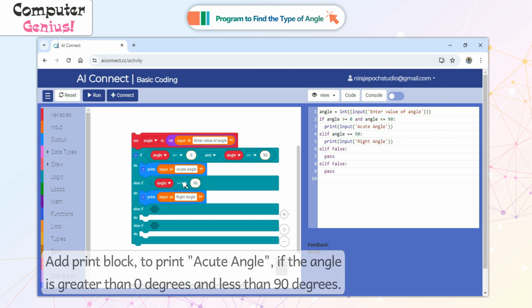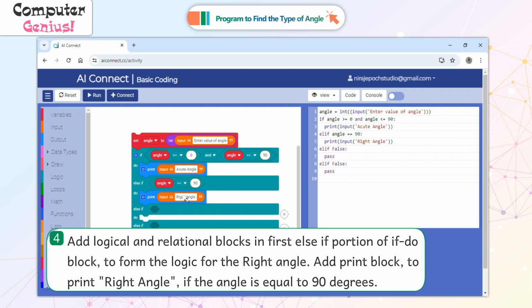Step 4. Add logical and relational blocks in the first else if portion of if-do block to form the logic for the right angle. Add print block to print right angle if the angle is equal to 90 degrees.